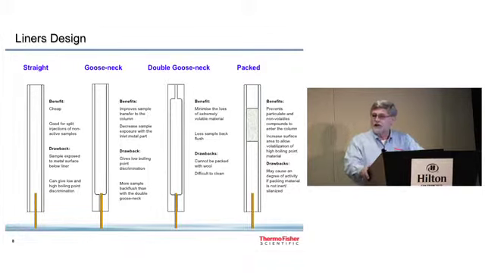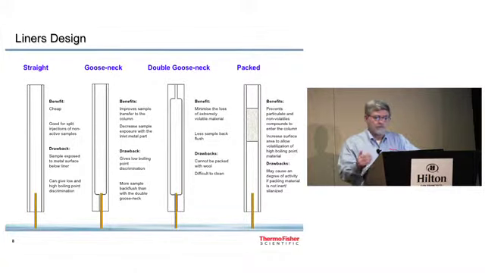The next is a double gooseneck. That's great because it cuts back on the blowback and keeps your loss of volatile materials to a minimum. The problem with it is it's hard to clean and you can't pack it with wool or something.